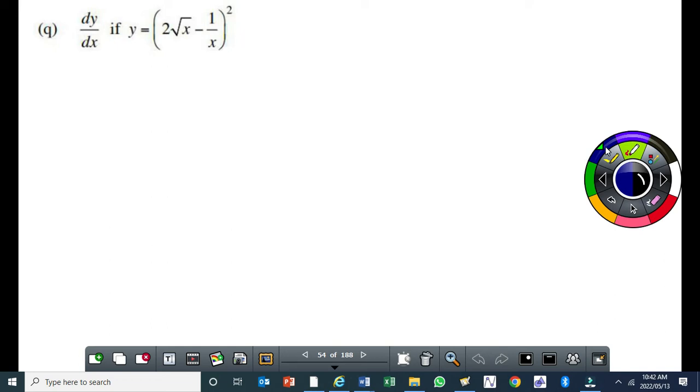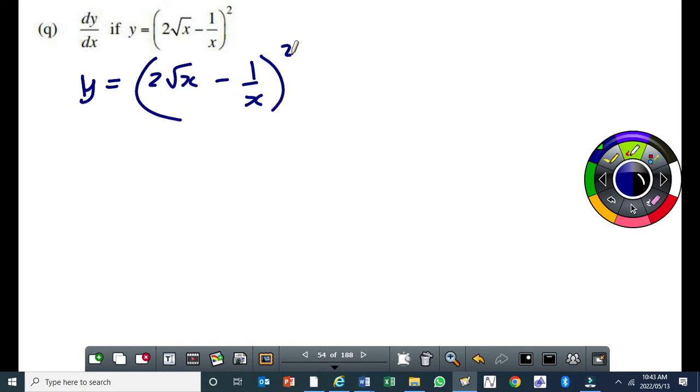We've got brackets. The first thing is to eliminate the brackets. Now, if the expression or the equation still has brackets, it's still the original equation. It's not the derivative. Even after you remove brackets, it's not the derivative until you use the rules of differentiation. So our equation is y equals 2 root of x minus 1 over x, all squared.